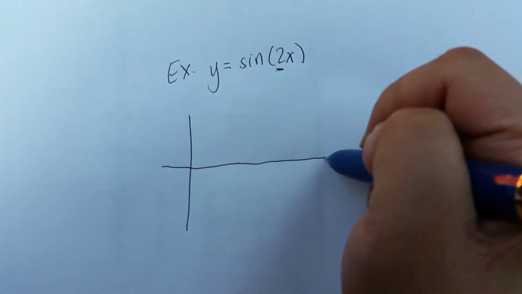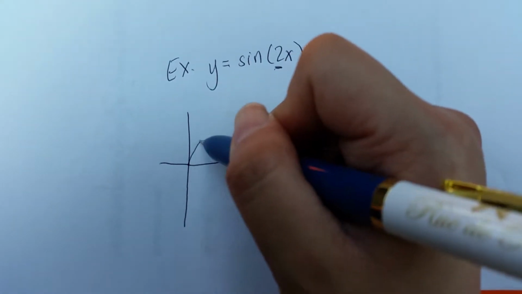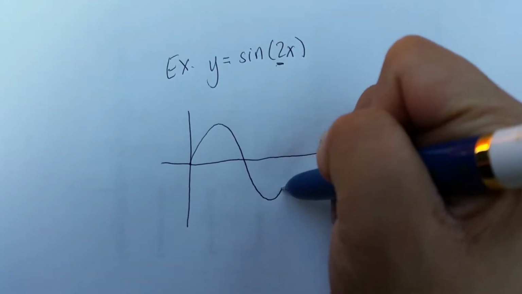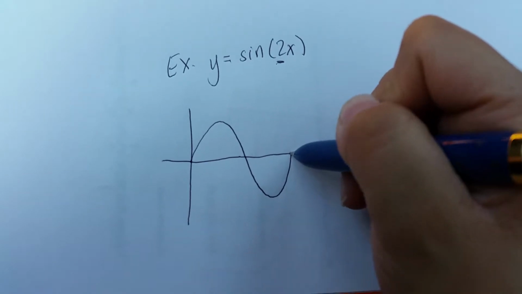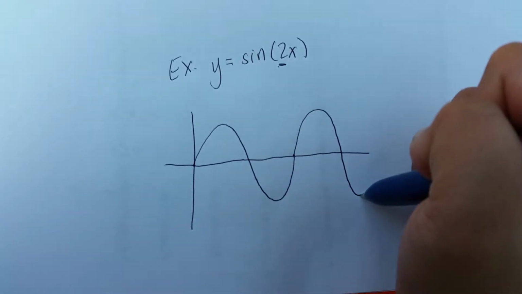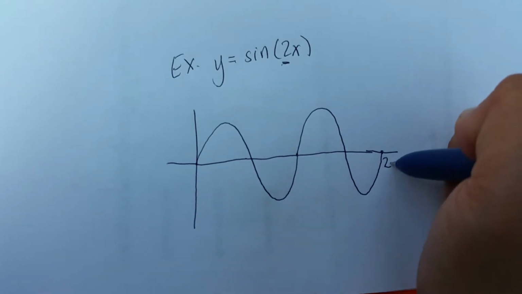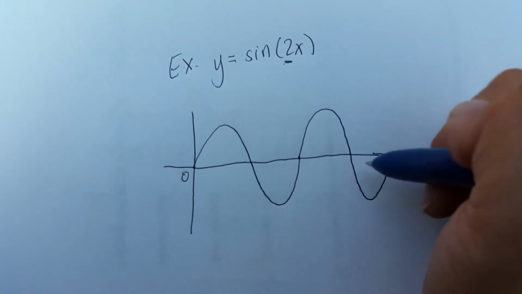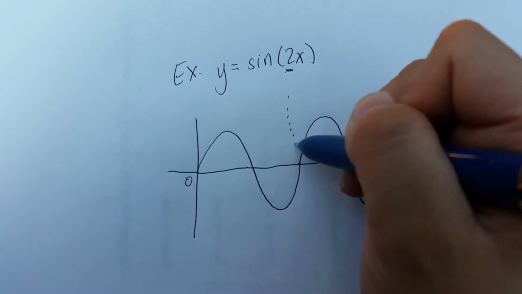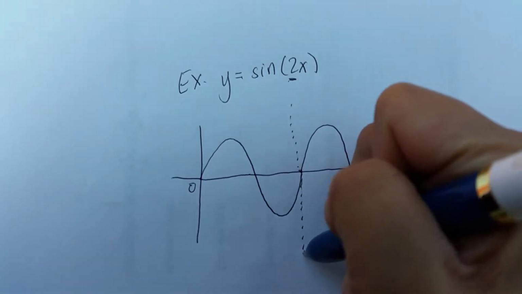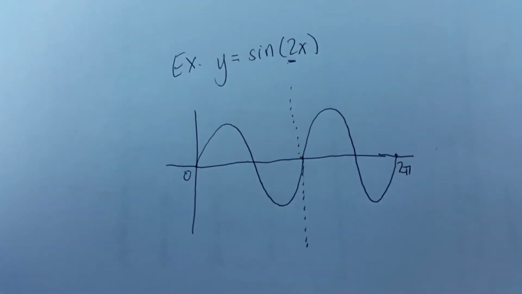So here's our graph. So here's one cycle. And then another cycle. And that's at 2 pi. So between 0 and 2 pi, a cycle happens twice. There are 2 cycles. All right?